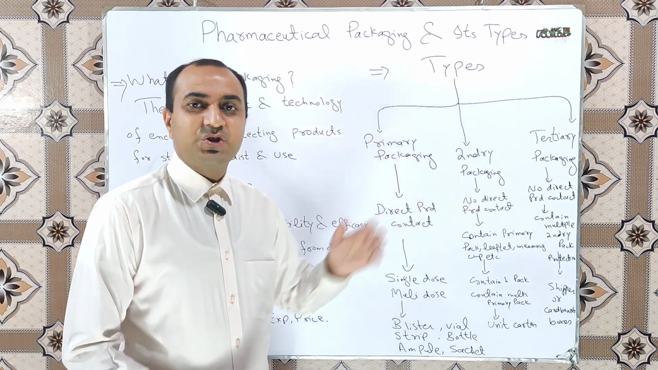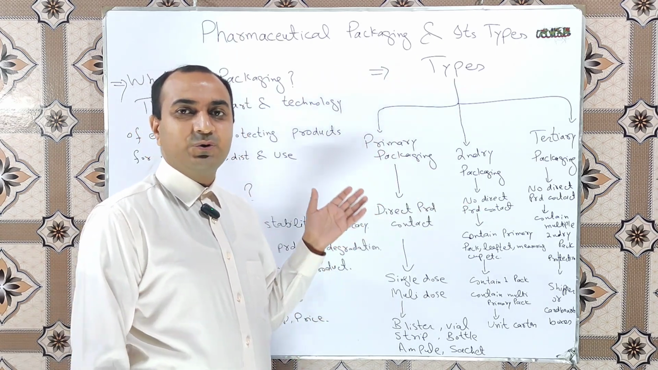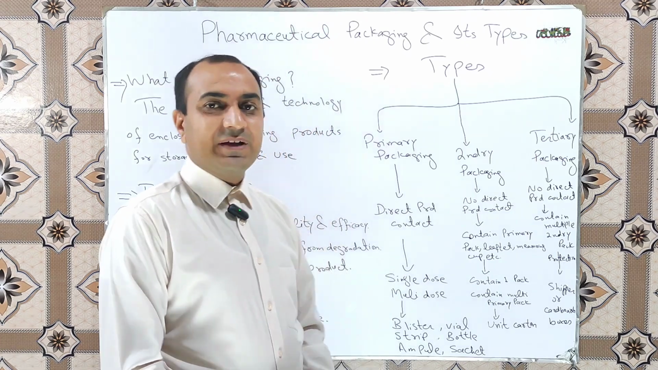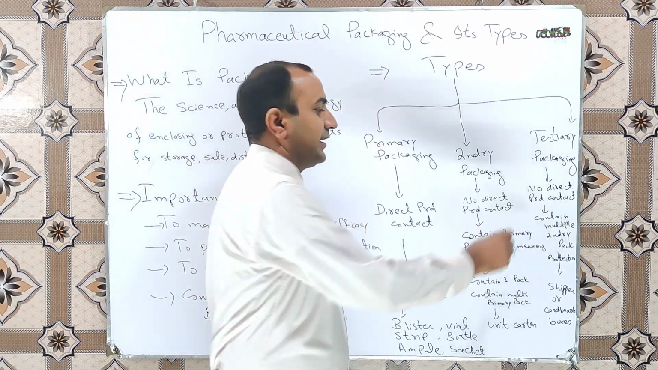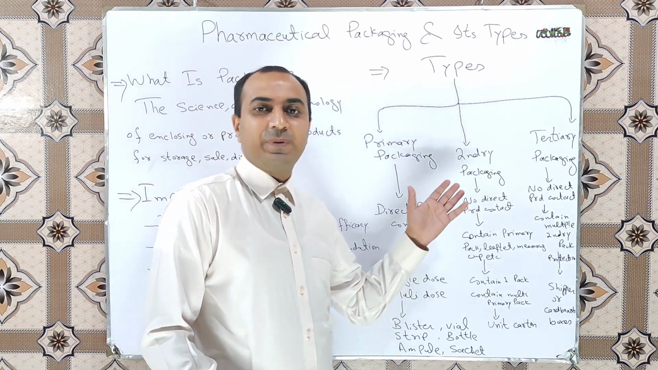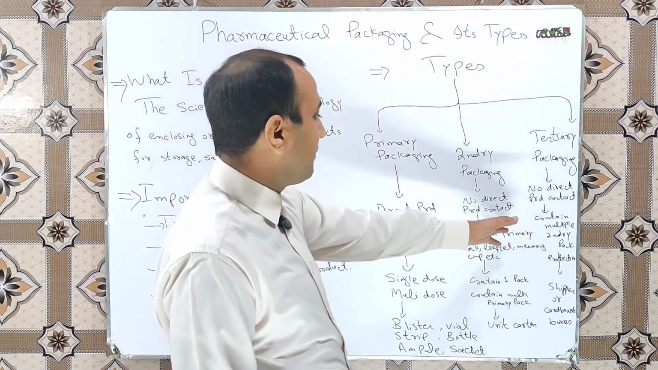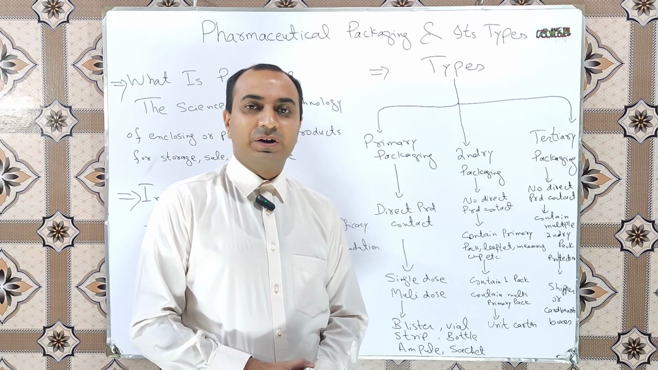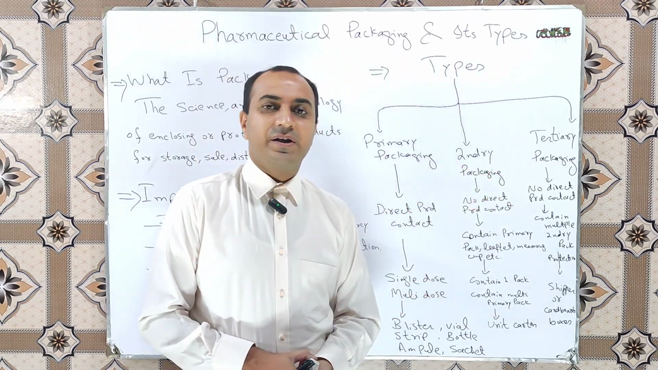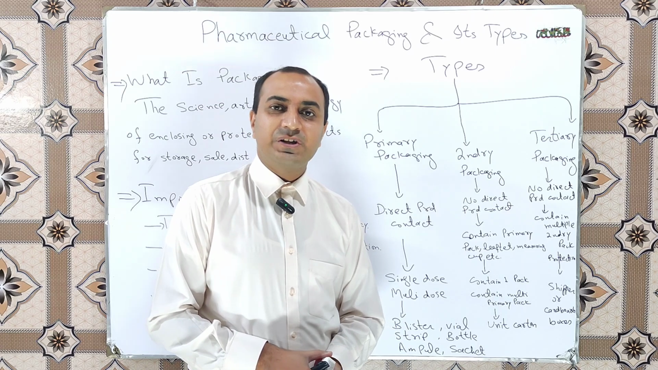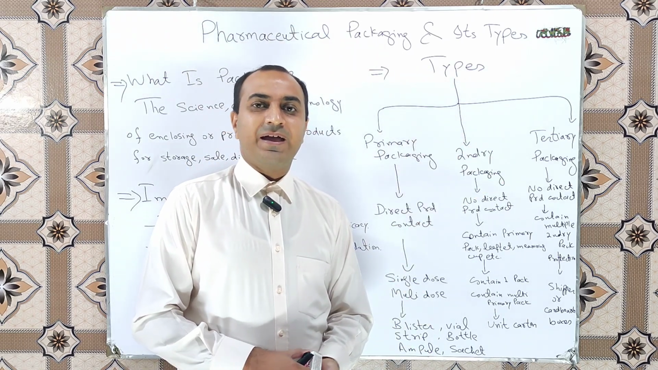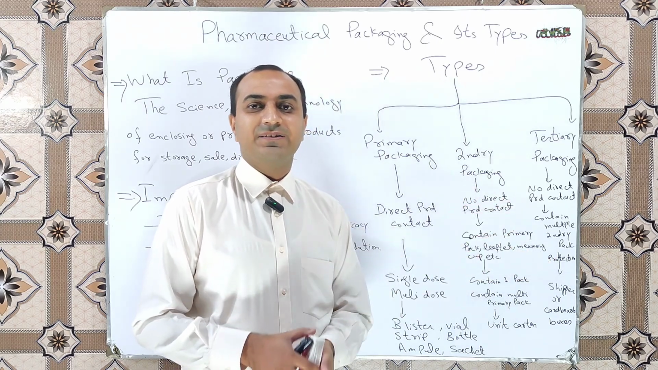Now, what is tertiary packaging? Tertiary packaging also does not have direct contact with the product, but it is the type of packaging which contains multiple secondary packs. That means our tertiary packaging has no direct contact with the product and it contains multiple secondary packs, and it gives protection to our drug product during transportation and storage. So what are the examples of tertiary packs? Examples of tertiary packs are the shipper.